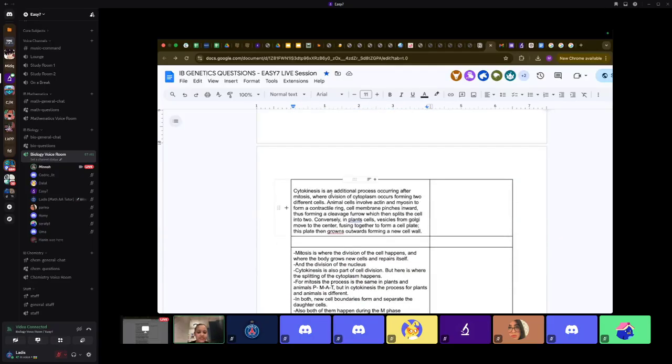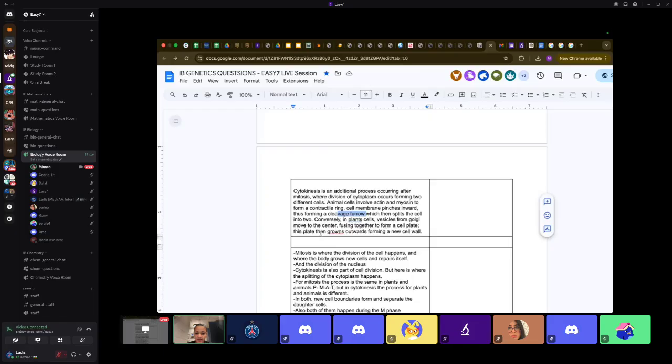Okay. Cytokinesis is an additional process occurring after mitosis where division of cytoplasm occurs, forming 2 different cells. Perfect. Animal cells involve actin and myosin to form a contractile ring. Yes, well done. The cell membrane inches inwards, thus forming the cleavage furrow, well done, which then splits the cell into 2.